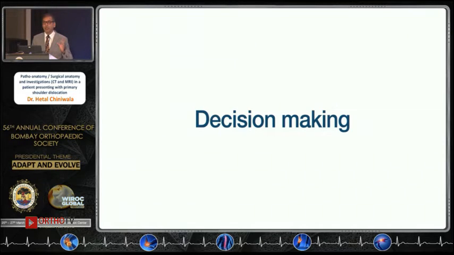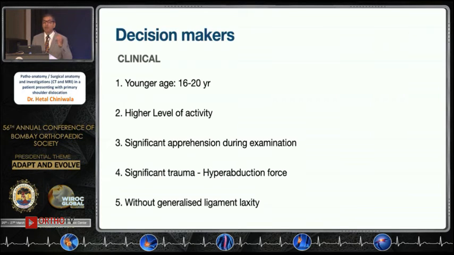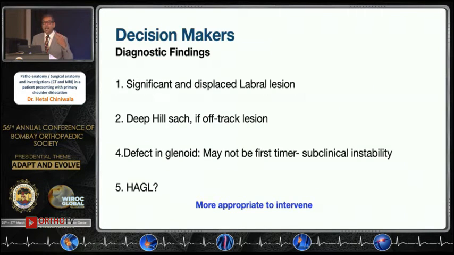So the decision making in primary shoulder dislocation is, number one, clinical factors. If it's a younger age group, high level of activity, there is a significant apprehension during the examination. If there is significant trauma, and if the patient doesn't have a generalized ligament laxity, these patients are more likely to recur.